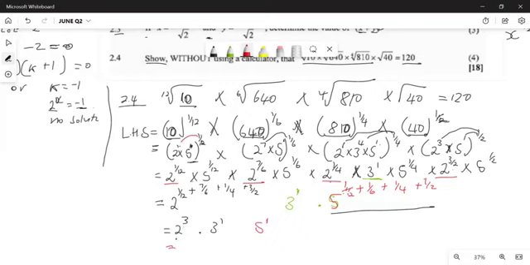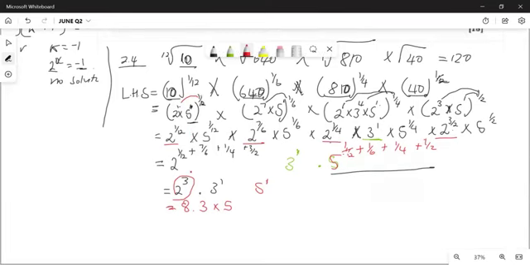And then 2 to the power of 3 gives you 8, multiplied by 3, multiplied by 5. 5 multiplied by 8 gives you 40. Then 40 multiplied by 3 gives you 120, which is equal to the right-hand side, which is what we were trying to prove all along.